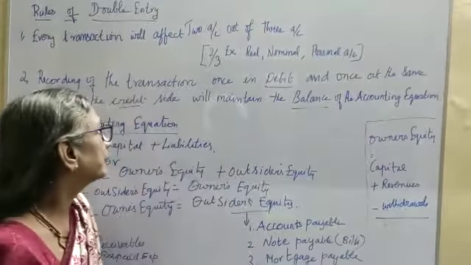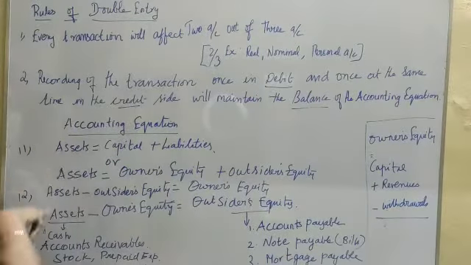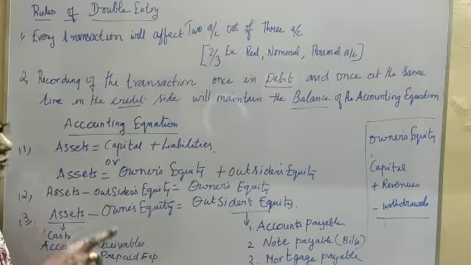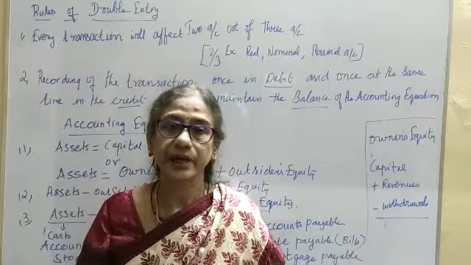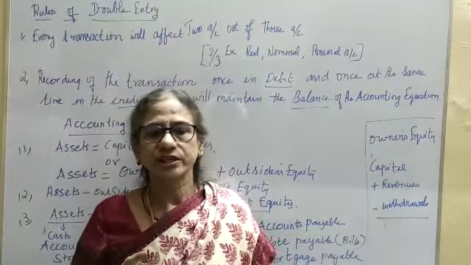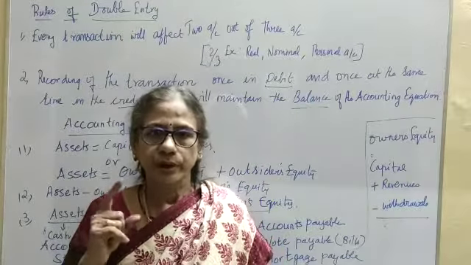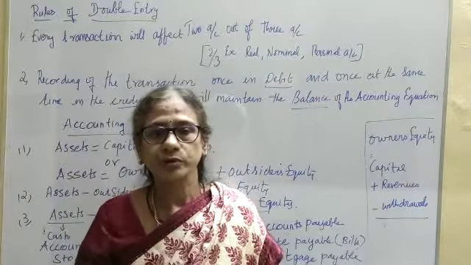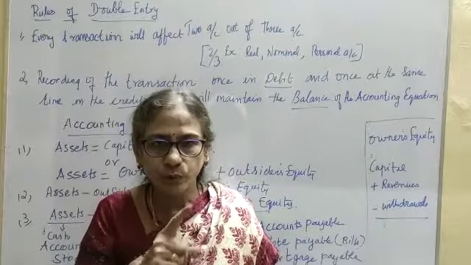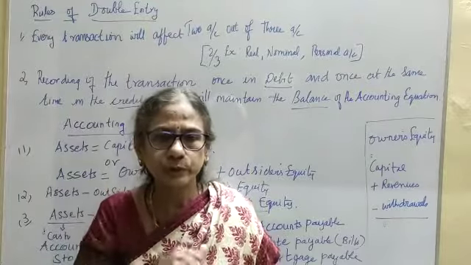Now let's see the rules of double entry. In double entry, we have two aspects: the debit aspect and the credit aspect. Each and every transaction should go along with two accounts. What are the two accounts?